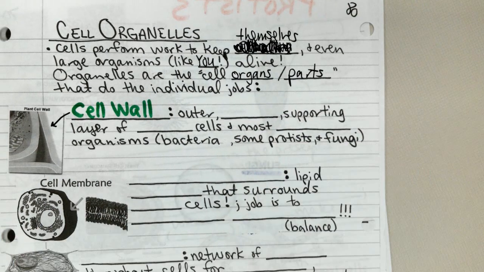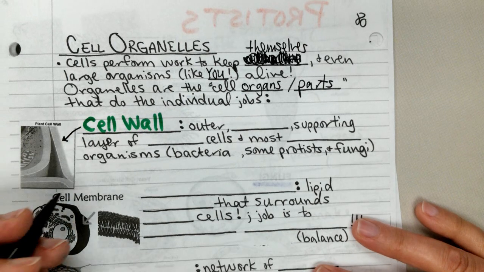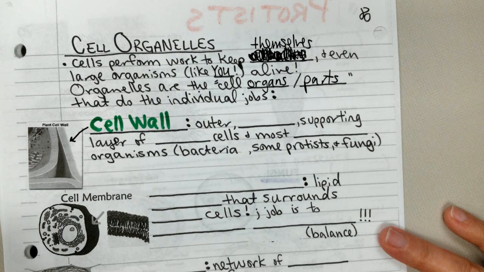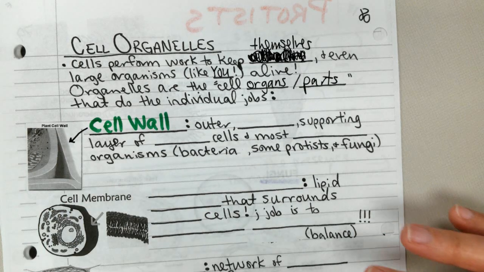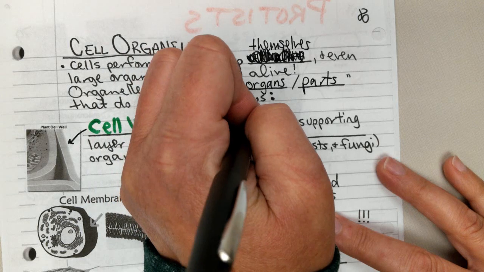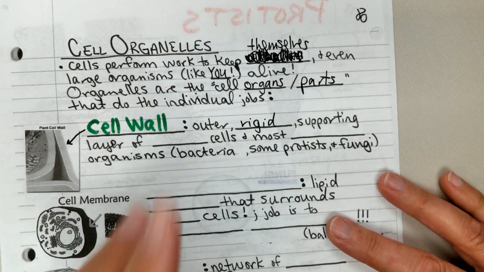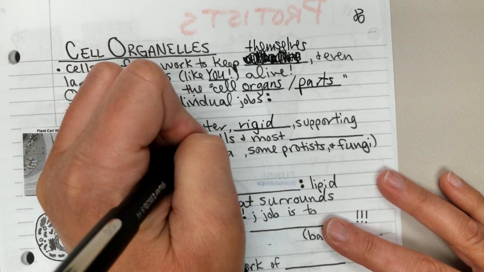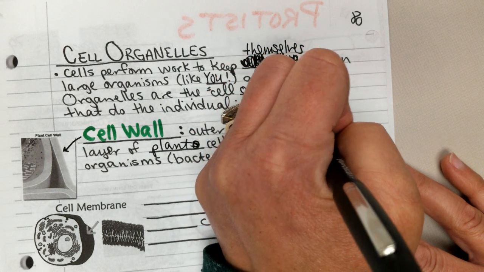I think of it kind of like the bricks of this classroom. They give it structure because plants don't have a skeleton. Your skeleton gives you structure. Plants don't have a skeleton, but a plant does have a structure, so they have a cell wall. It is the outer rigid supporting layer of plant cells, and most unicellular organisms.